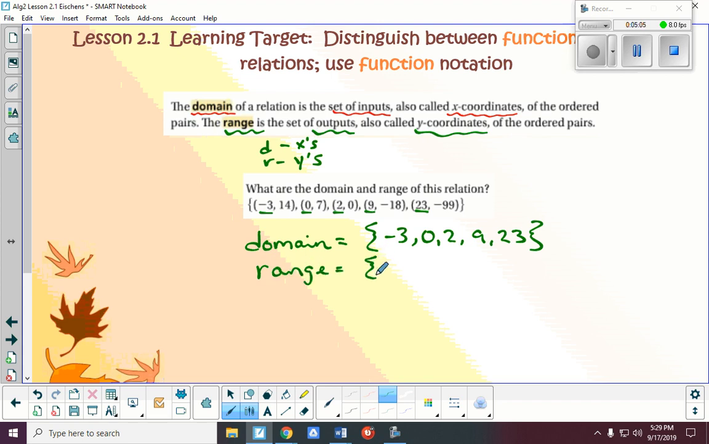And again, let's see, we have 14, let me use a different color here. 14, 7, 0, negative 18, negative 99. They're not in order. We need to start with the smallest number. So we'll start with negative 99, and then it's negative 18, 0, 7, and 14. That would be the list of numbers in the range.